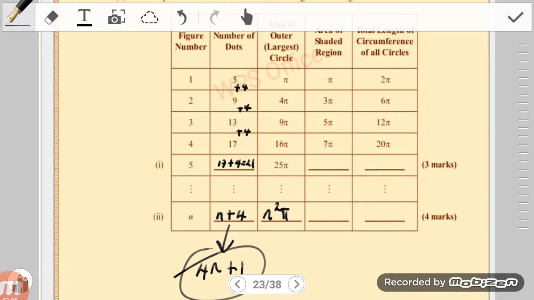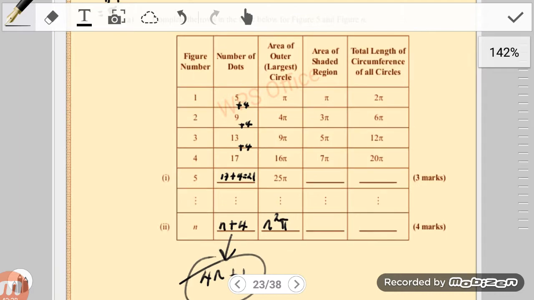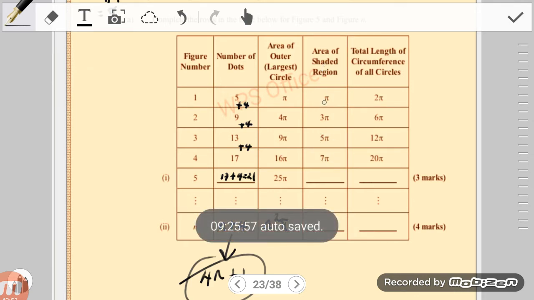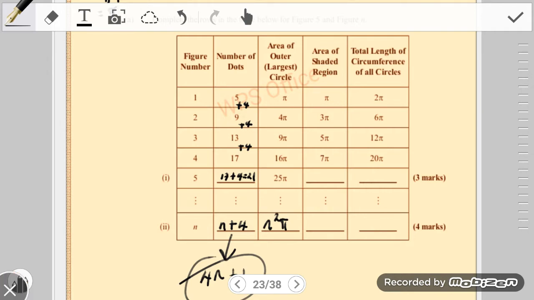Alright, we're pretty good on that. Let's continue here. The area of the shaded region. Here we can see that the area is pi again, and the second figure is 3 pi, 5 pi, 7 pi. So we can see that there's an increased area for every additional figure of plus 2 pi. The first area is pi, the second is increased by 2. So what can we do here, guys? Let's see.